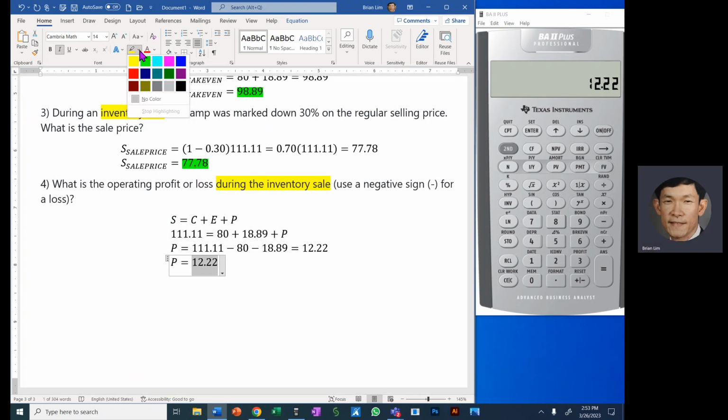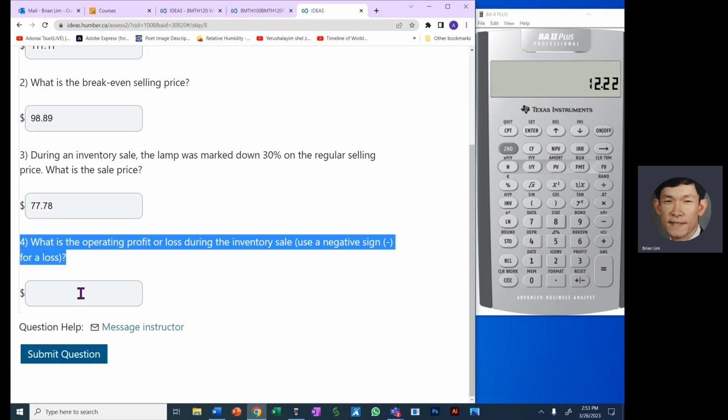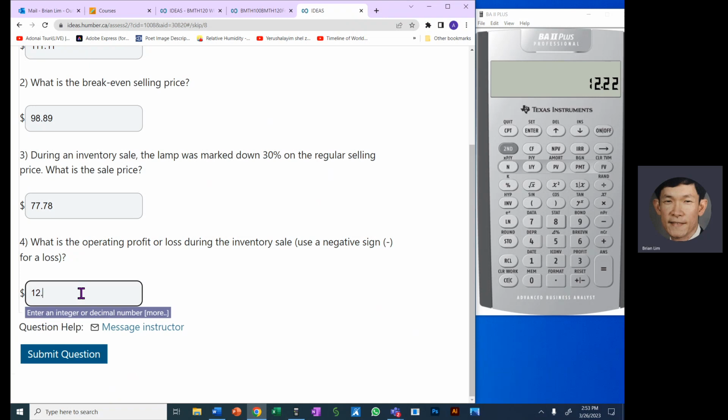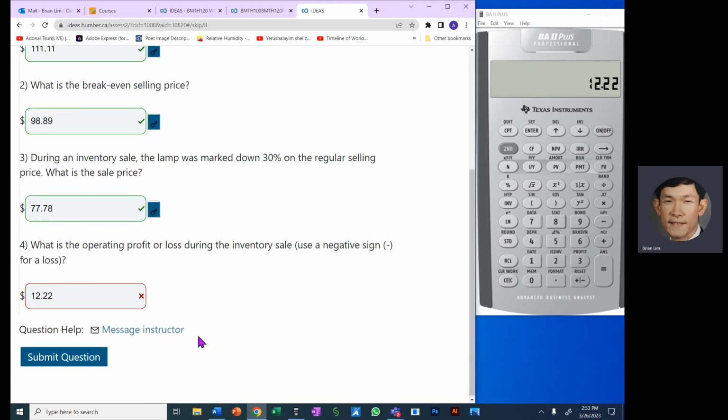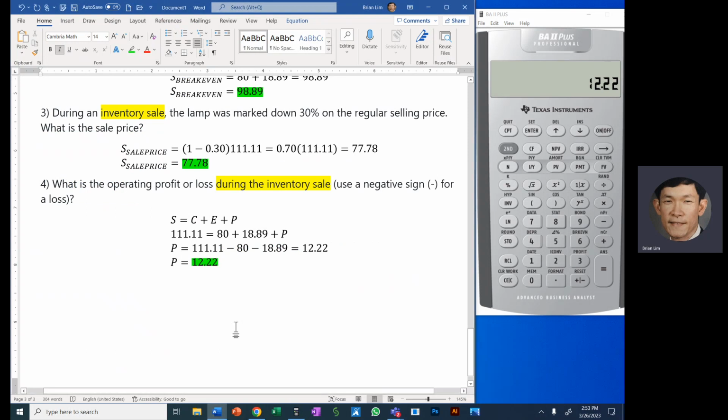All right, so there we go, and we enter that number, 12.22, and we submit. The answer is wrong. So what went wrong? If something went wrong, it's right here. Let's fix that. That's a common error that might come about. It should be the sale price, correct? Okay, good. It's good that it happened, so at least we know what to do.